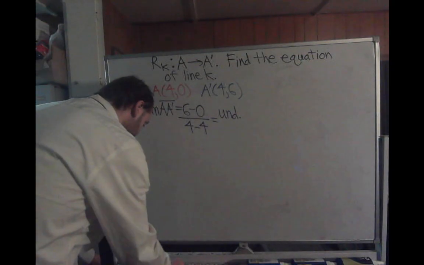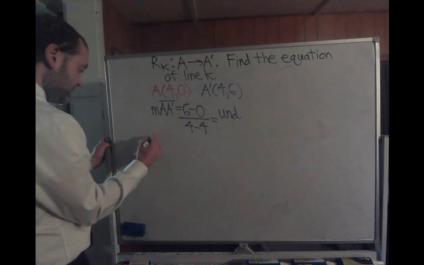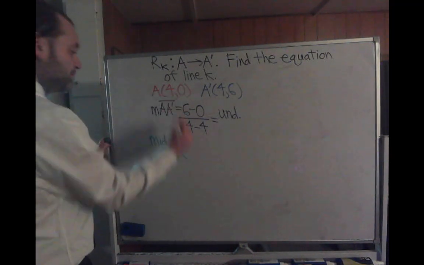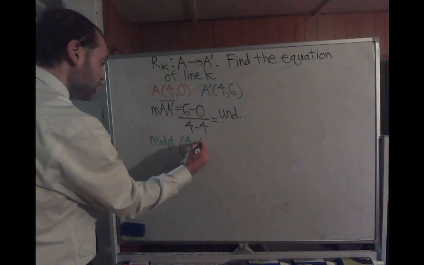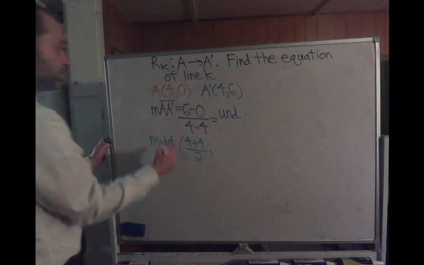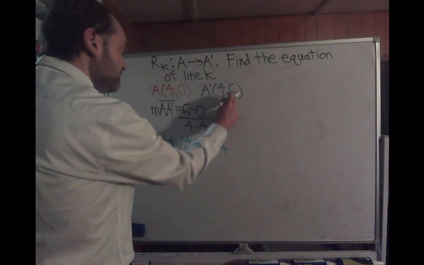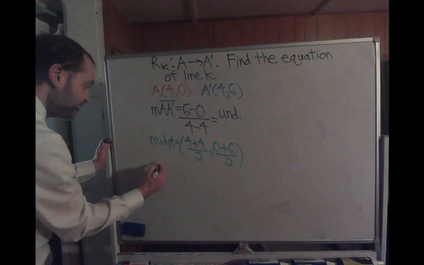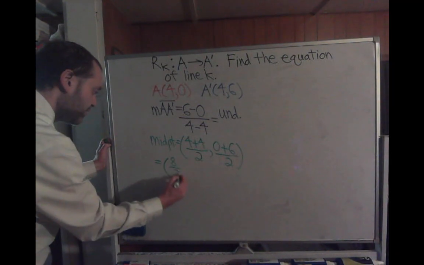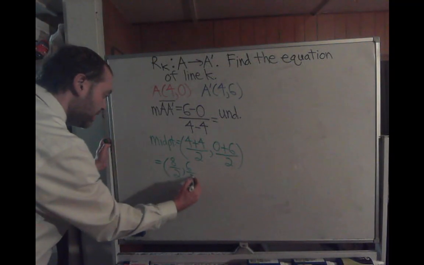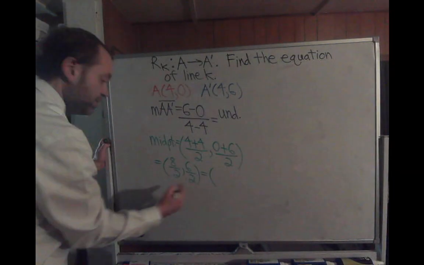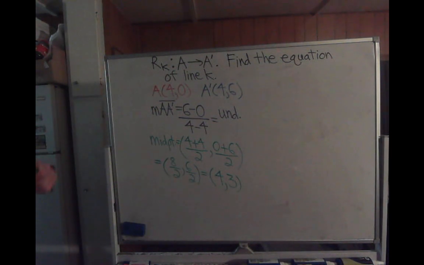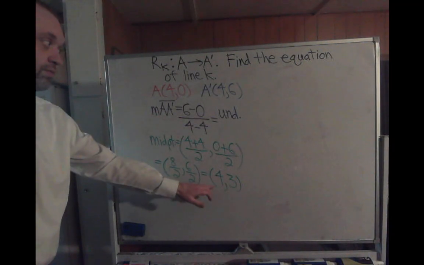Now that we know the slope, let's find the midpoint of the segment that joins A and A prime. The midpoint would be found at your x1 of 4 plus your x2 of 4 divided by 2, and then you'll take your y1 of 0 plus your y2 of 6, divided by 2, which would give you 8 over 2 for your x-coordinate, 6 over 2 for your y-coordinate, giving you a total midpoint of (4, 3).